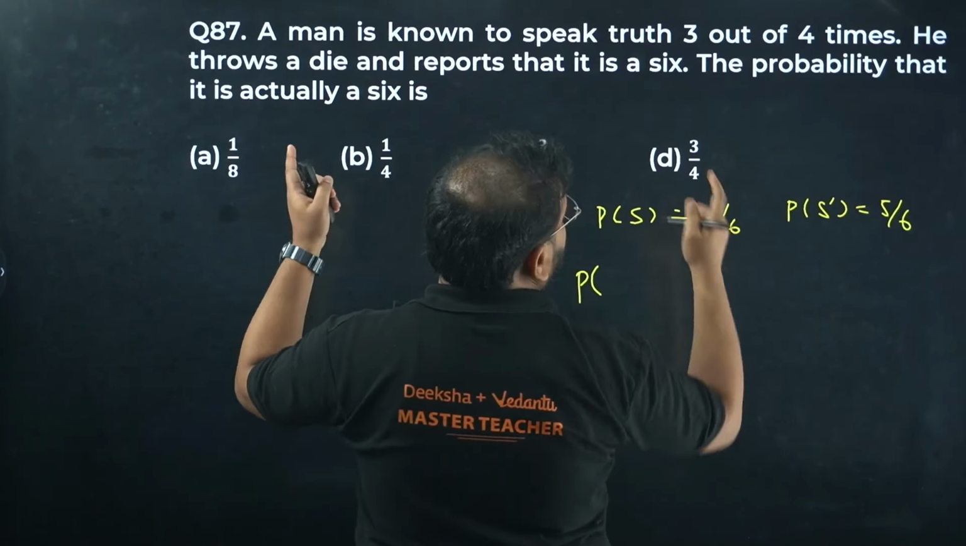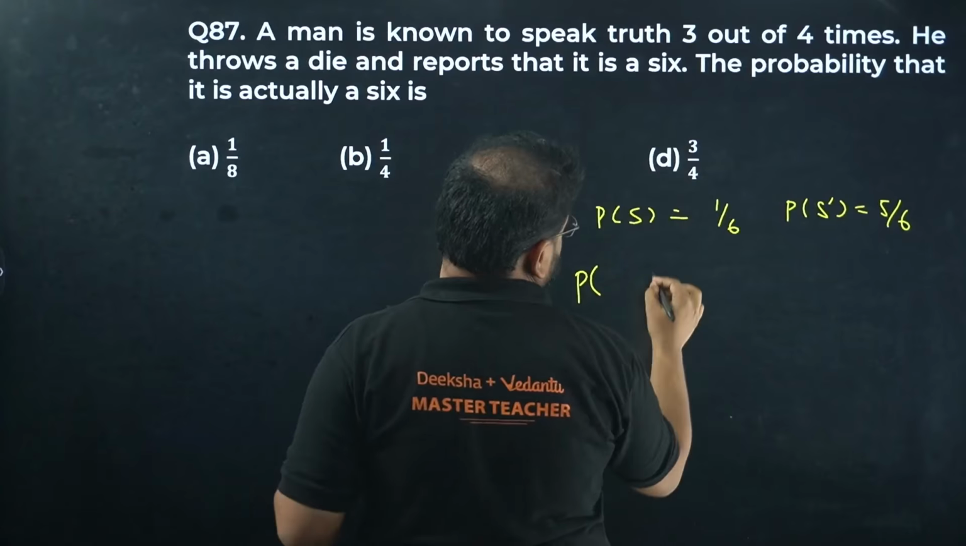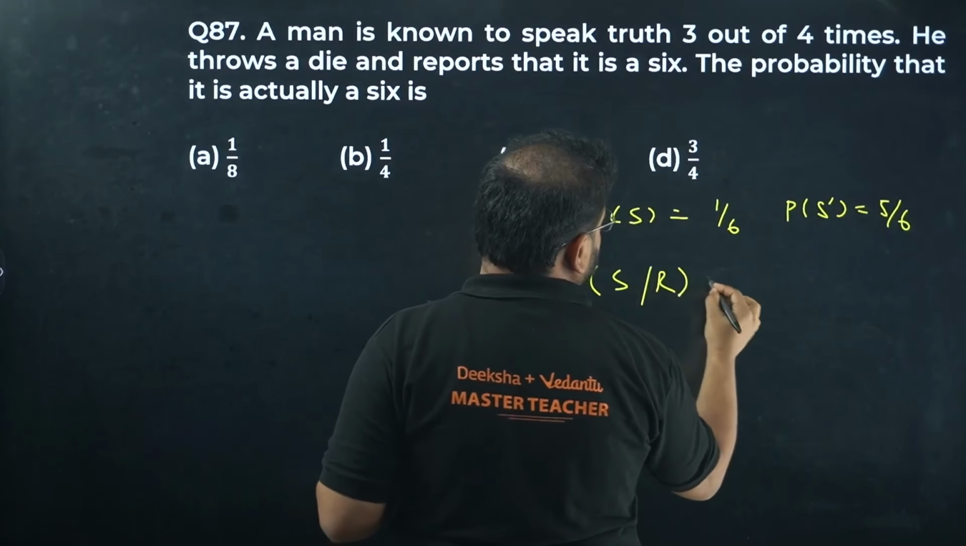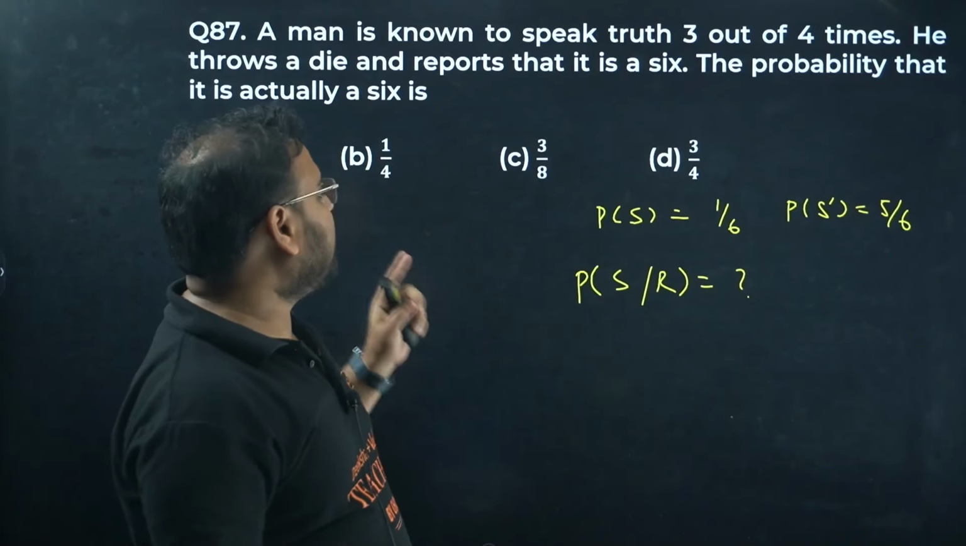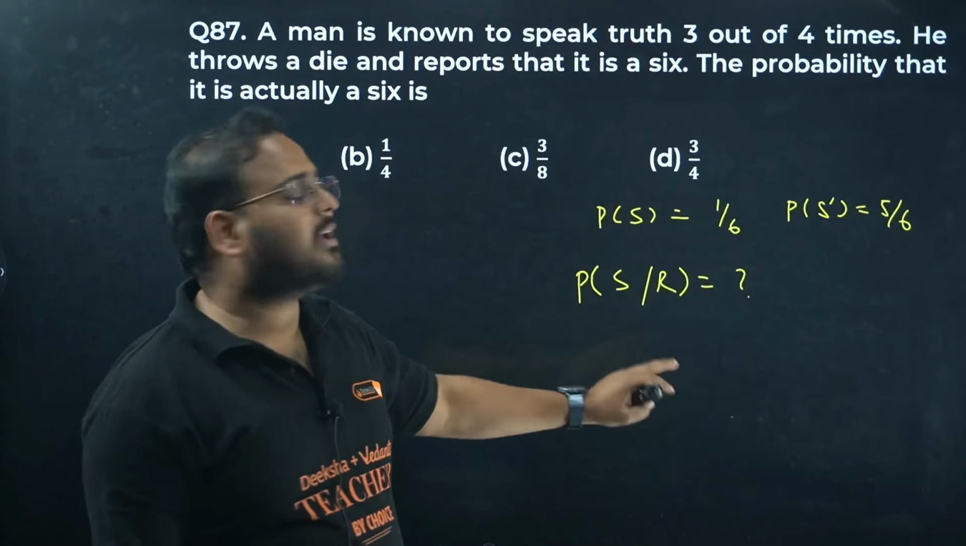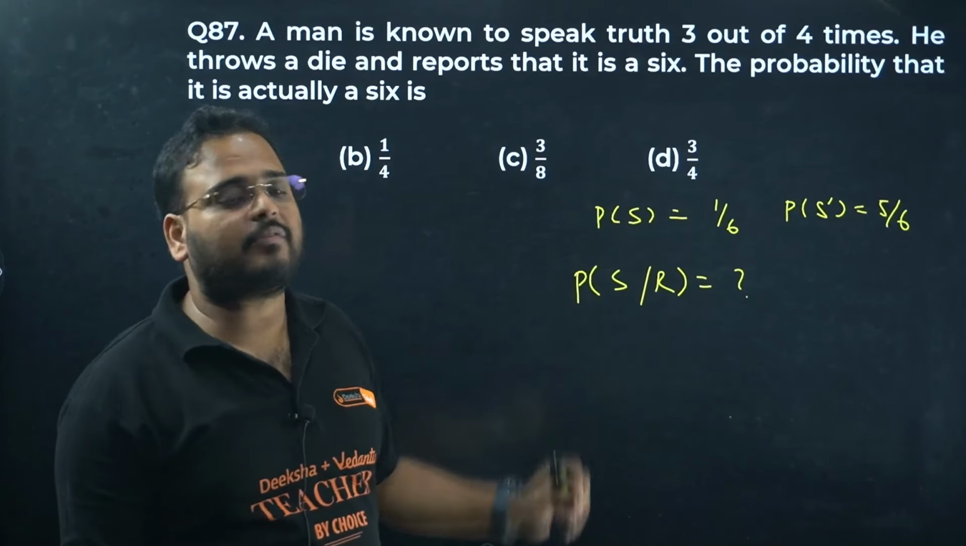They're asking us to find the probability that it is actually a 6. Means he reports something and he actually gets a 6. That's what they're asking us. He reports a 6 only, and he gets a 6. So we are looking for cases of truth.